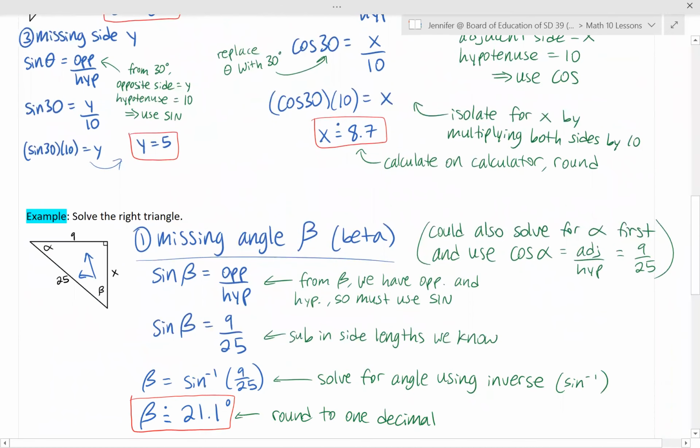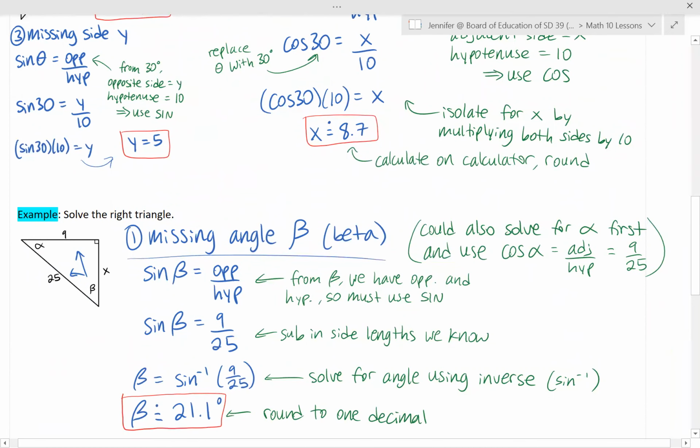Okay, another example. Again, solve the right triangle. What is missing here? Well, in this case, we have two missing angles. We have an alpha and a beta. It looks like a little b. Those are both missing, and side length x is missing.